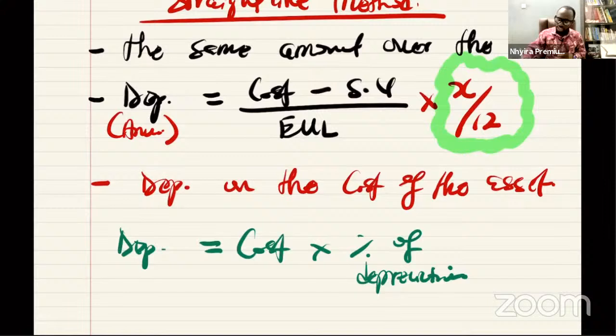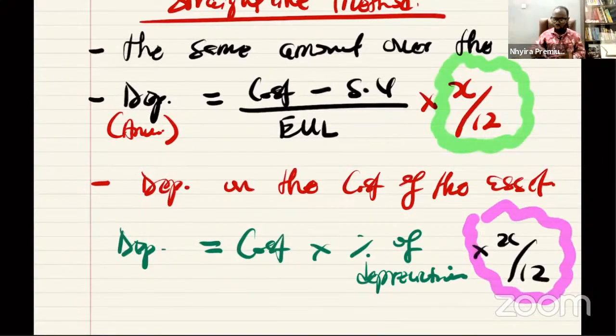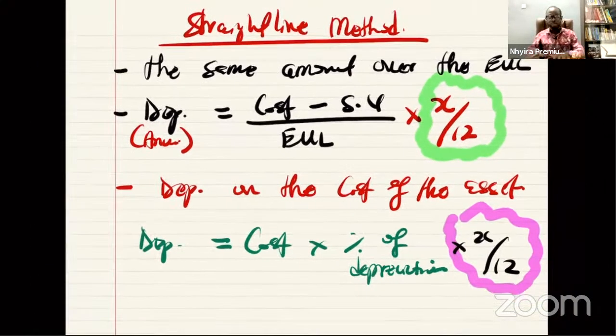Then if we are going to be taking into consideration the one month ownership, then the x over 12 is going to be coming in there. The x over 12 will come in there. So that is the idea about a straight line method.